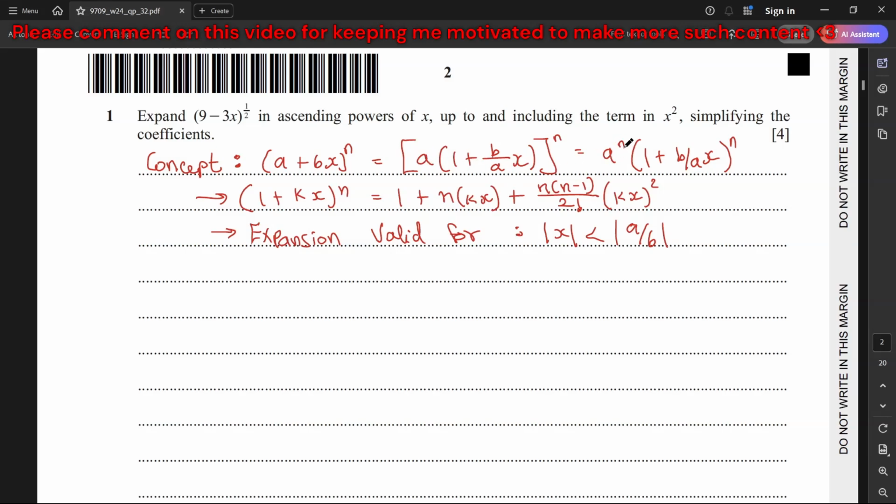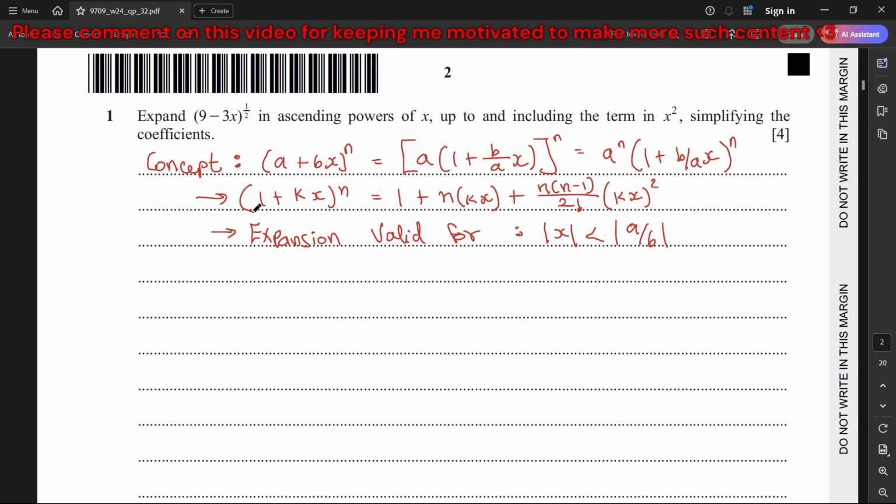So a is going to have a power of n, 1 plus b by ax is also going to have a power of n. So now because a to the power of n is nothing but 9 to the power of half, it is just a constant term. The main thing is 1 plus b by ax to the power of n. And now because we are having the constant as 1, we can now use the formula that we have learned in P3 to expand this bracket.